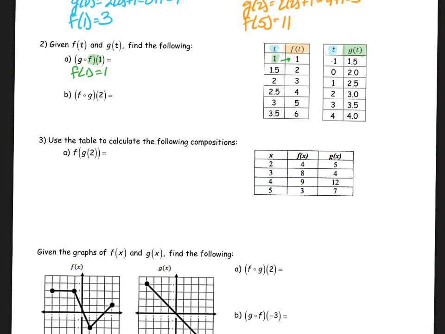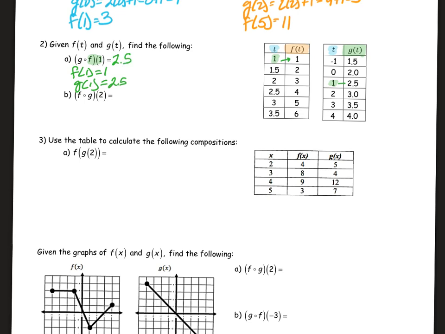Now I want to find g of 1. So now I'm going to go to the g table, and we're going to go to 1 on the g of t table, and that equals 2.5. So my answer is 2.5.